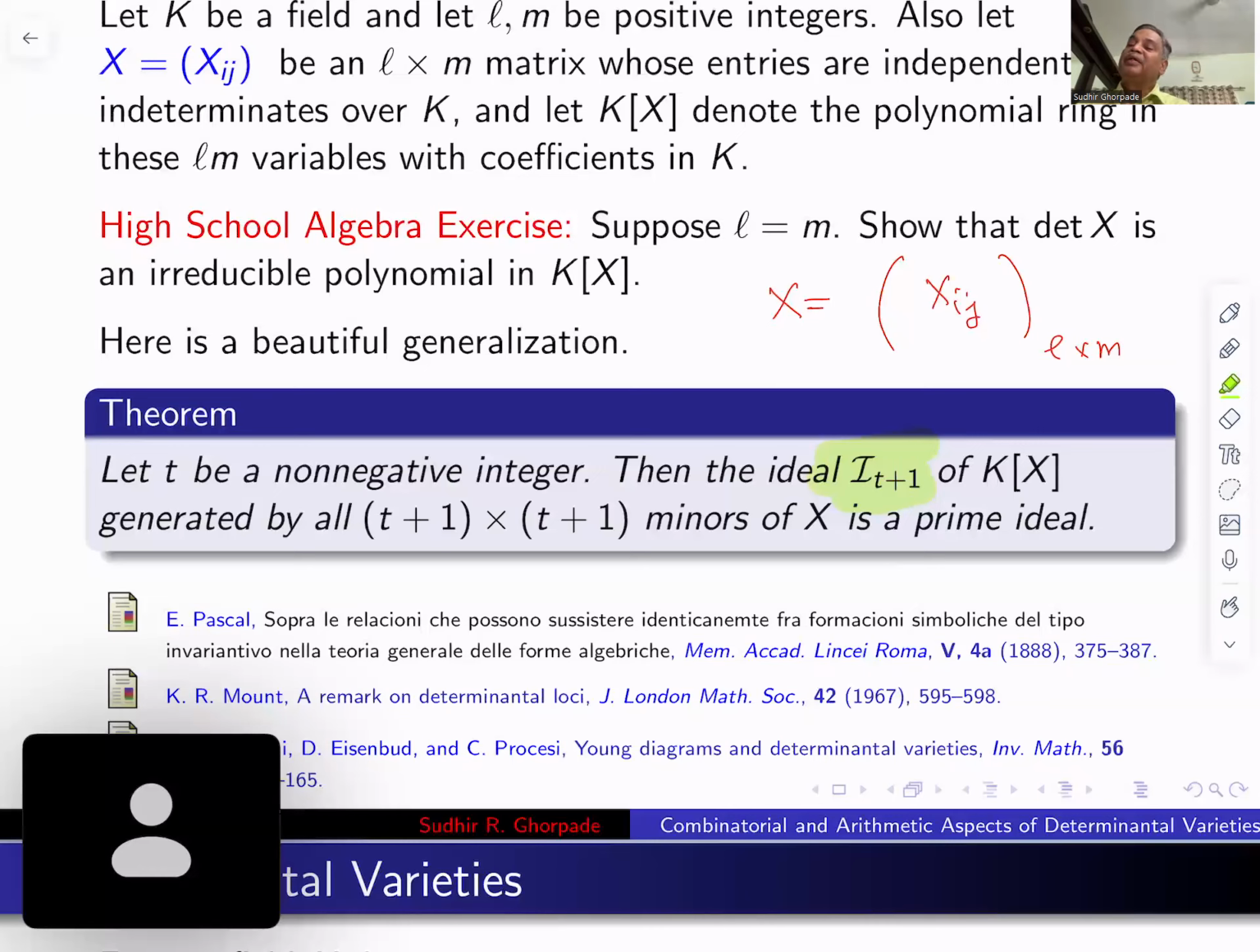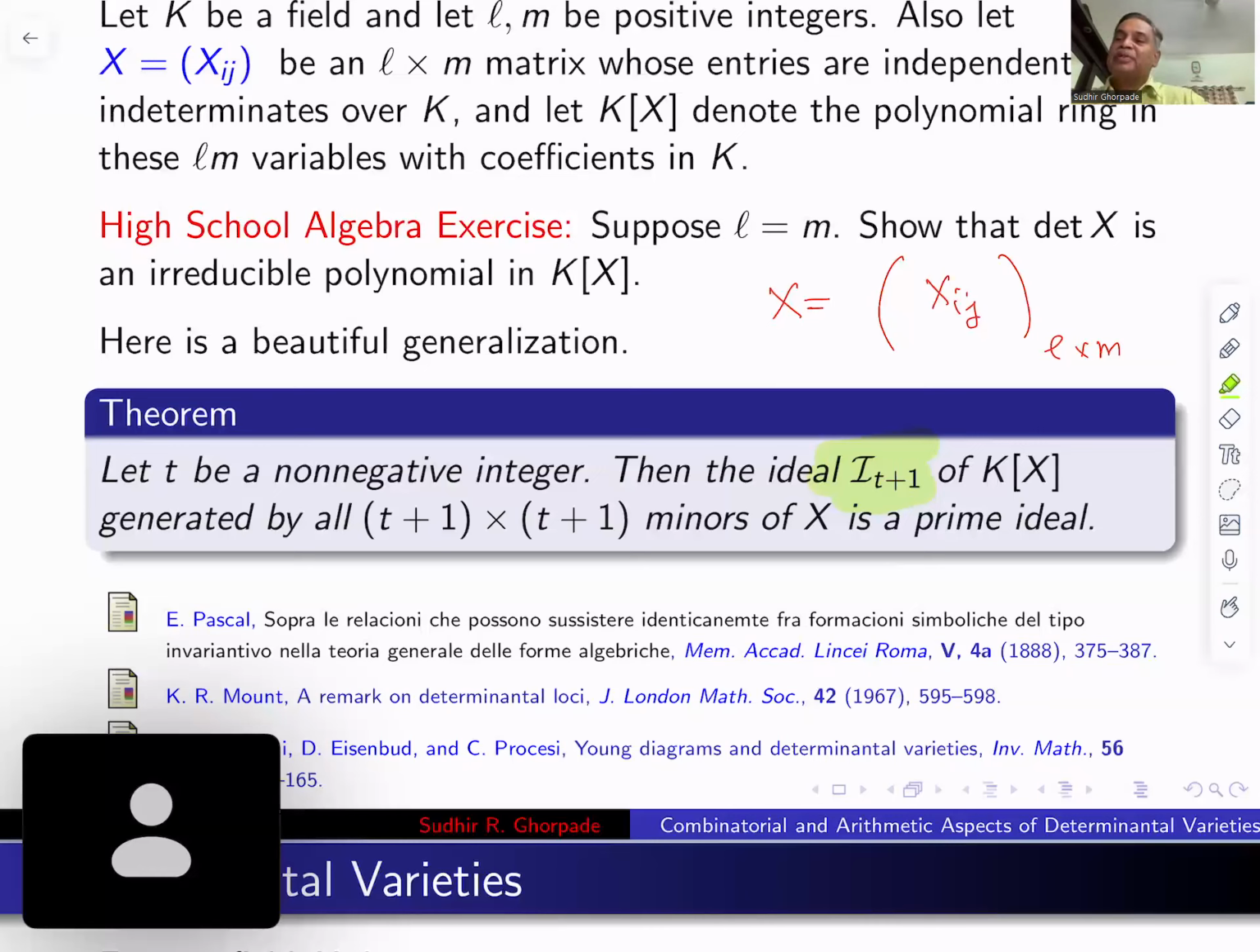And to say that that principal ideal is a prime ideal is essentially equivalent to saying that the determinant of X is an irreducible polynomial. So the exercise is, of course, a special case of this. On the other hand, this theorem includes many more situations where you're not dealing with a principal ideal, but typically a polynomial ideal generated by lots of equations, a homogeneous polynomial ideal.